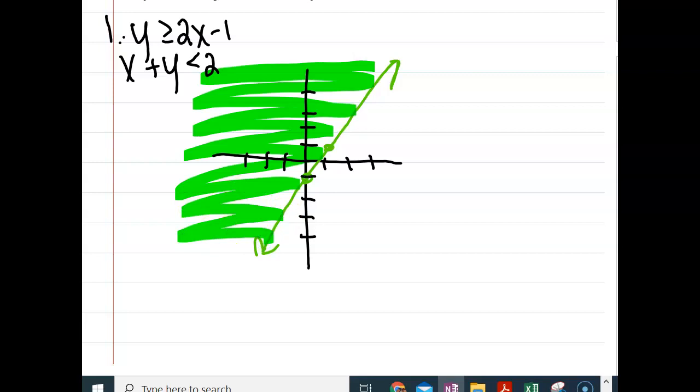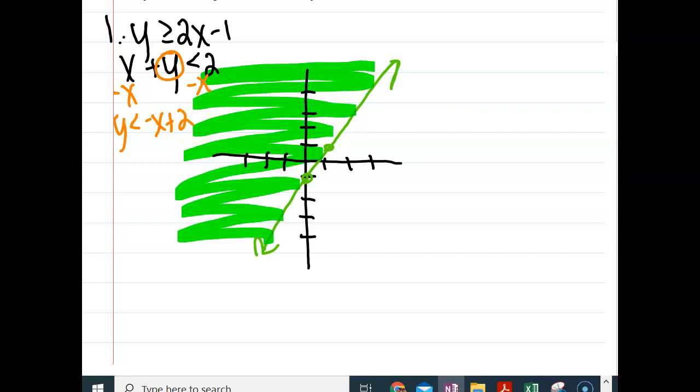For this one, just give it quite a bit of room, because we are going to want to make sure we can identify the places where they overlap. Now the second one is not in y equals. This is a pretty simple one. To get into y equals, we just need to move the x. So we're going to subtract x from both sides. So we have y is less than -x plus 2.